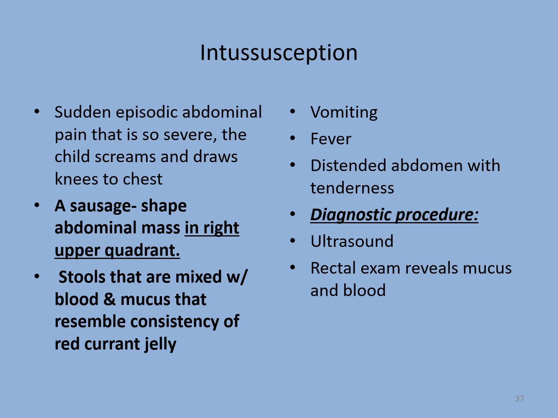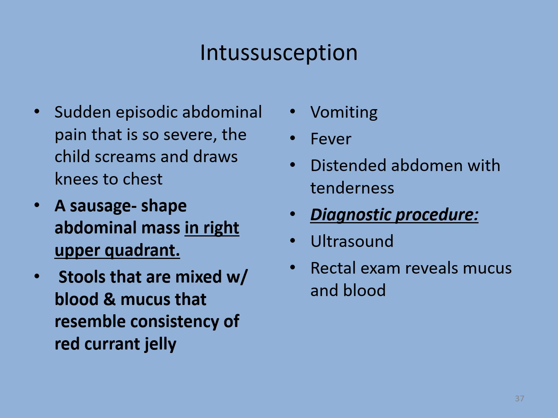So the next thing you can do is look at their tummy, and there is a sausage-shaped abdominal mass, again in the right upper quadrant. Okay, so remember, pyloric stenosis is the olive, and this is actually a sausage-shaped mass. You can see the intestines is what you're seeing. The stools for these kids will be mixed with blood and mucus, and some places call it red currant jelly.